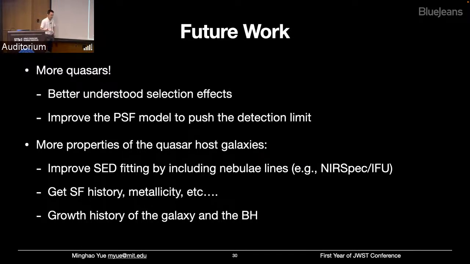First of all, we want a better sample. By a better sample, I mean not only more quasars, but also to understand the selection effects of these quasar samples better. And we also want to do better measurements for individual quasars. That means we want to include more imaging photometric bands, and maybe include emission line measurements from IFU. That will not only give us better measurements of the stellar mass, but also allow us to measure other properties, like the star formation history and the metallicity of the quasar host galaxies. That will tell us a lot about how these supermassive black holes co-evolve with their host galaxies.